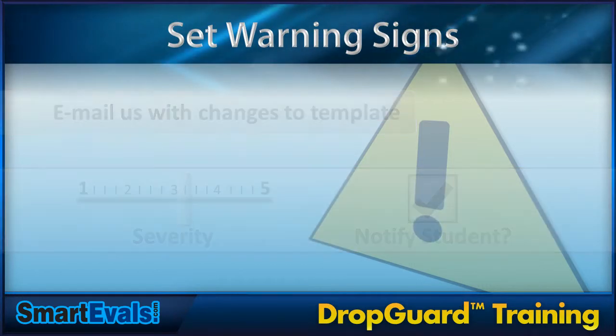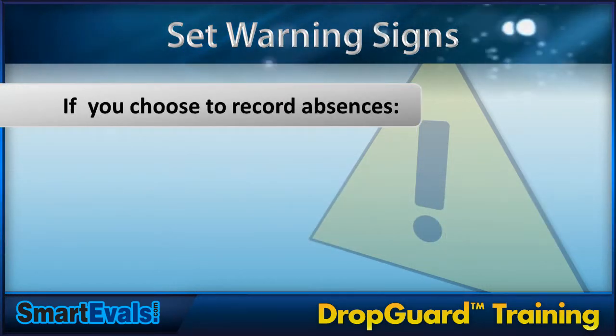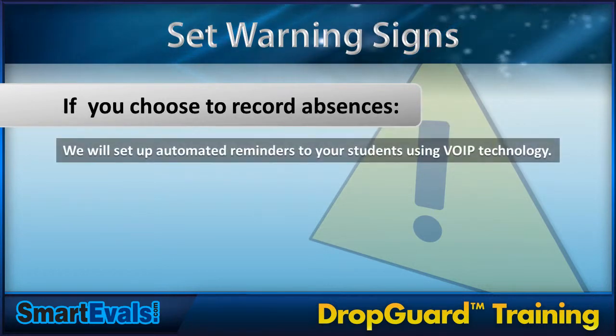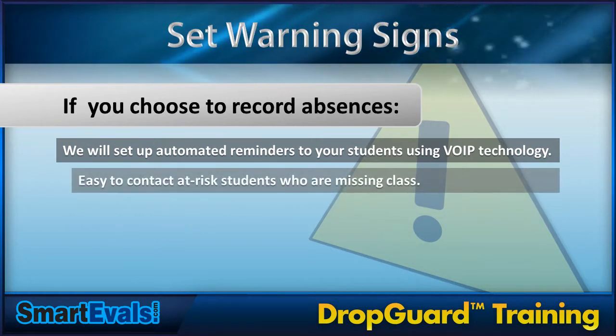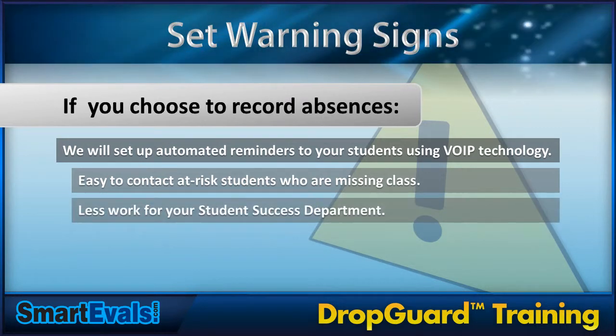If you do record absences from class, please also tell us because we'll have set up automated reminders to your students. We'll use voice over IP technology and make it real easy for you to contact at-risk students that are missing class. This will significantly cut down the amount of work your success department will have to do to make sure that we can reach out to all of these students and identify the students who are most at risk.